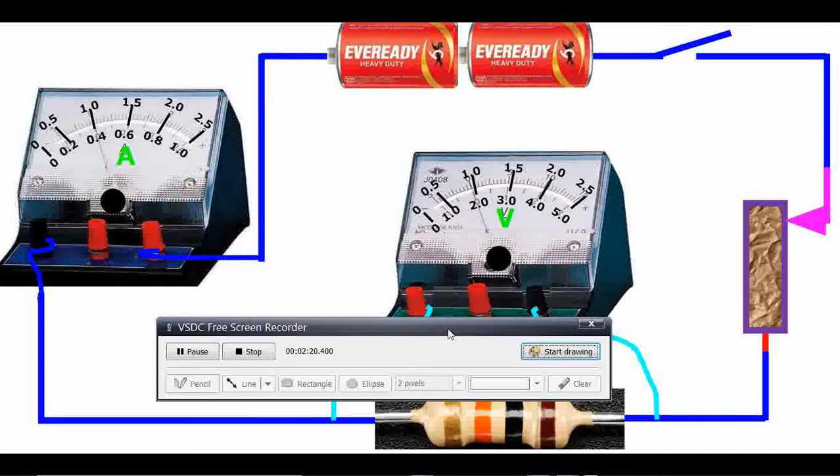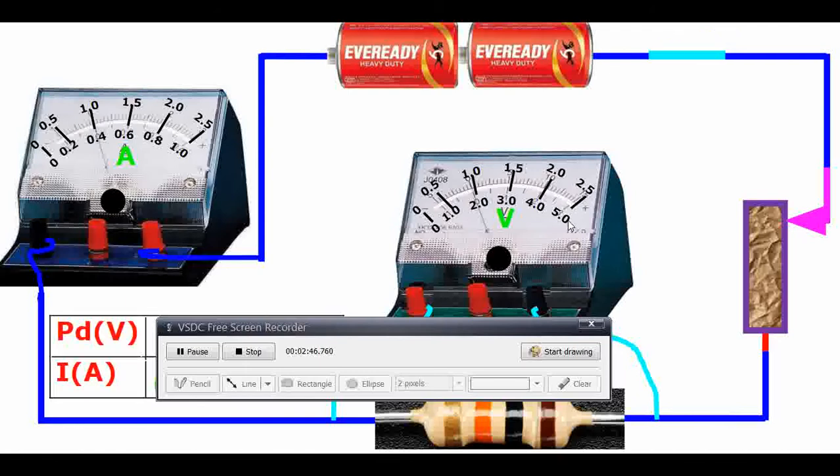Now once this has been connected, we are going to vary the variable resistor and determine the change in the ammeter and voltmeter, then record the readings for verification of Ohm's law. Now let us see what will happen. Let us go now to the lab.